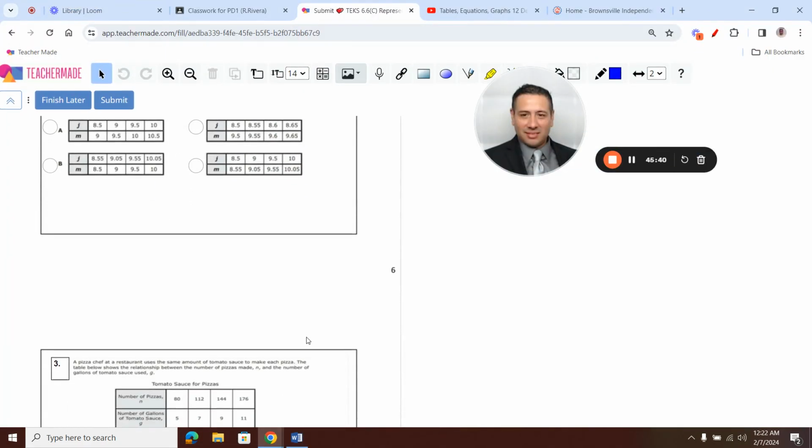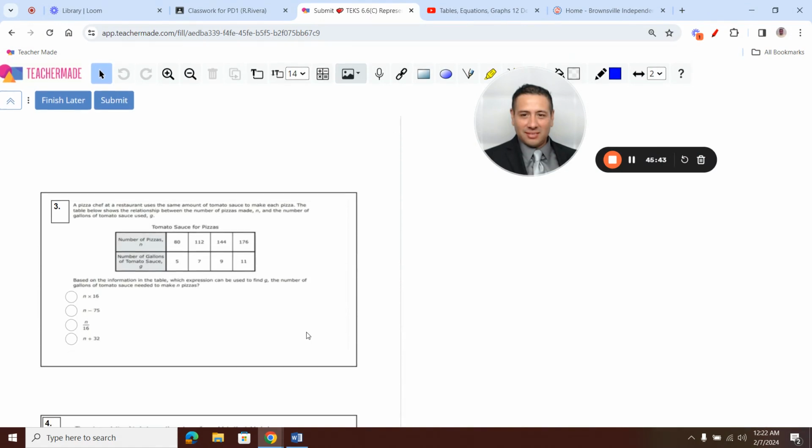Number 3, same thing. You see that 80? You're going to change N for 80. And then the 16 is already there. Now you're going to multiply. If that gives you that number on the bottom, that's the answer. Now think about it. If I multiply 80 times 16, do you think that becomes 5? No.